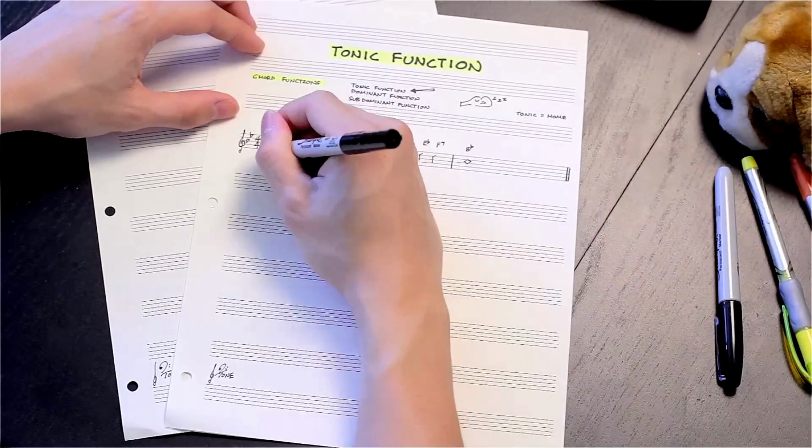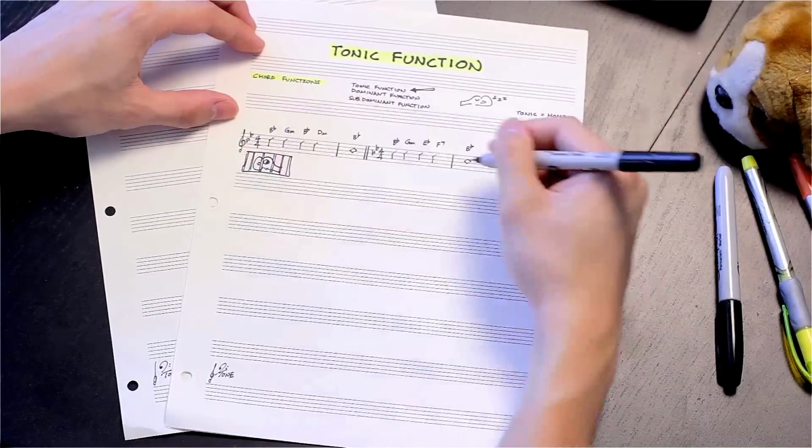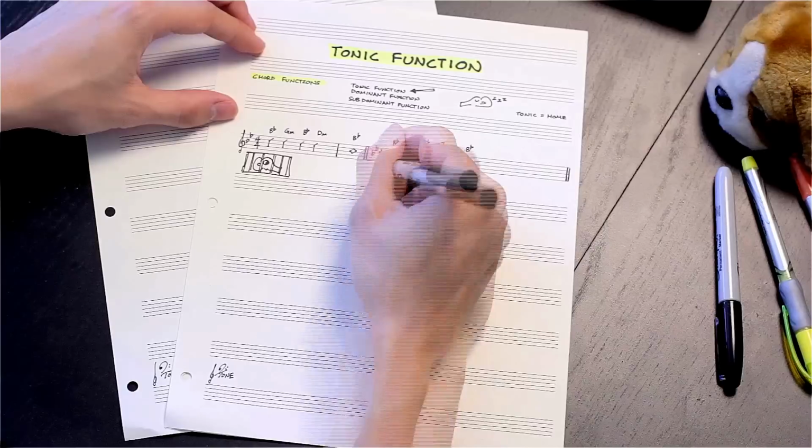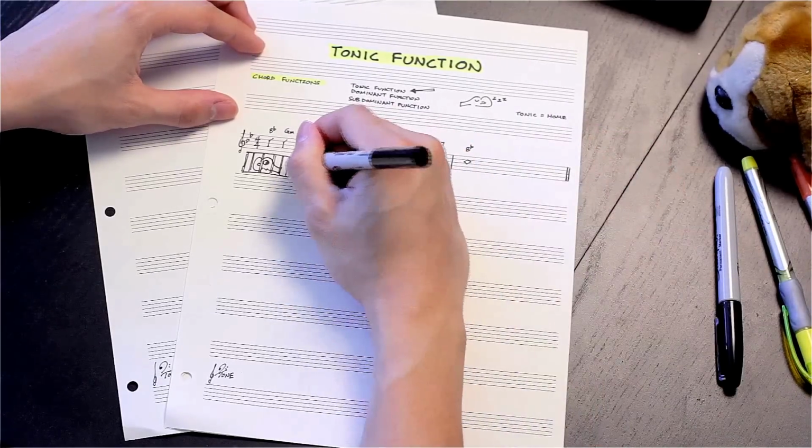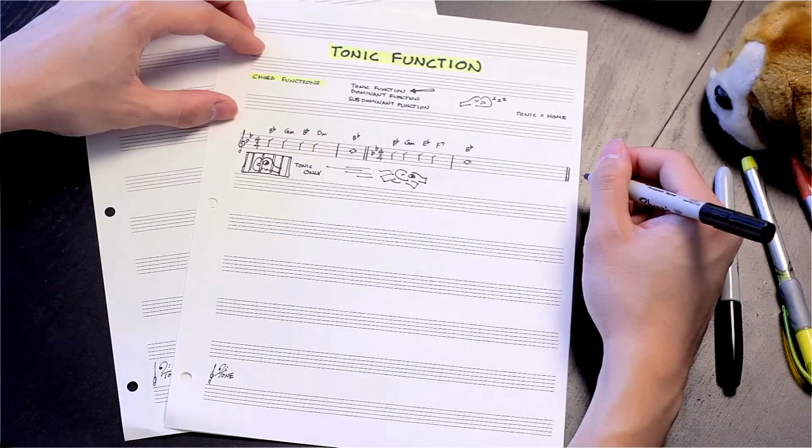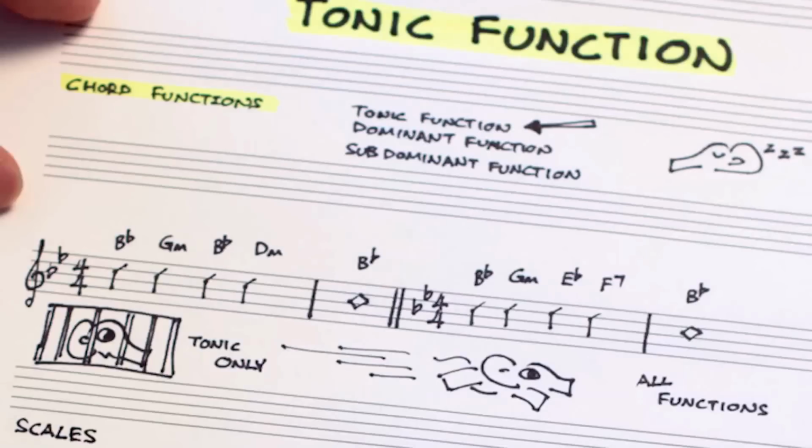Notice how the first one felt more static, like we weren't going much of anywhere, while the second had a much more prominent sense of motion? That's because the first progression contained only tonic function chords, while the second had all three functions represented.